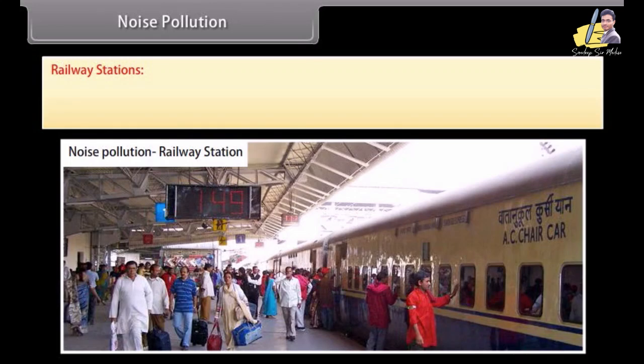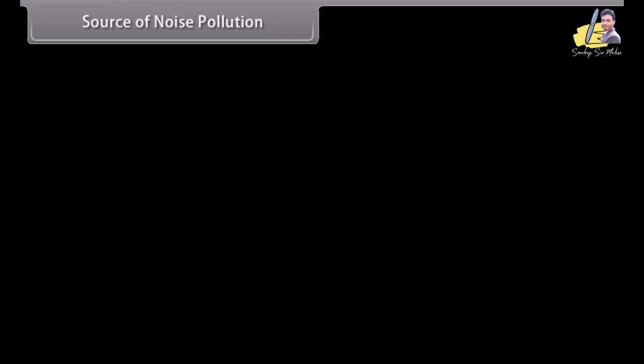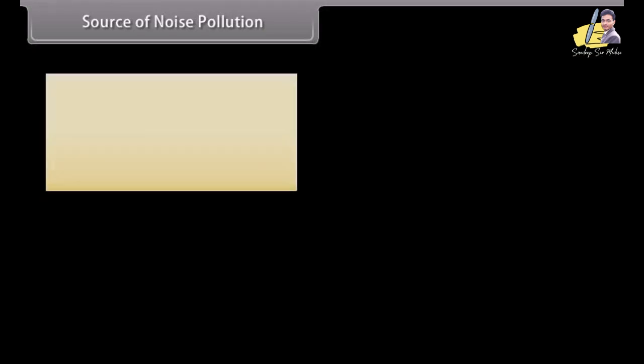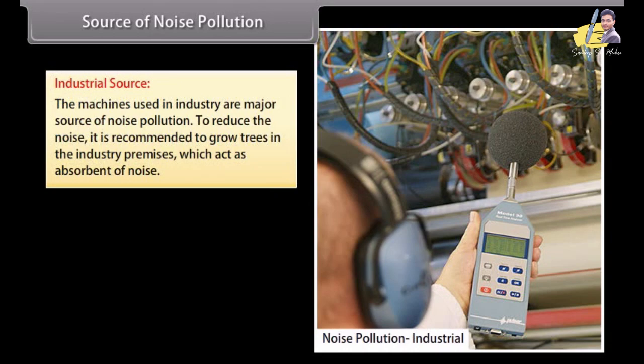Railway stations. The engine of a train is an important source of noise pollution. The shunting and switching operation of trains increases the level of noise pollution. Source of noise pollution: industrial source. The machines used in industry are a major source of noise pollution. To reduce the noise, it is recommended to grow trees in the industry premises, which act as absorbents of noise.